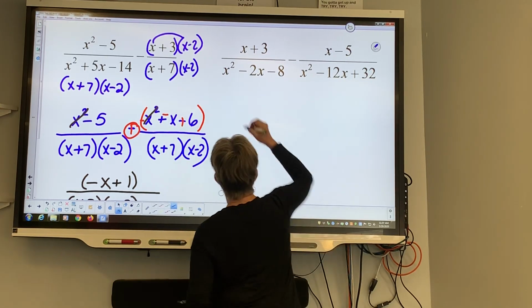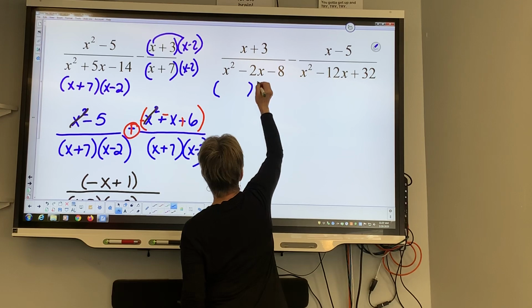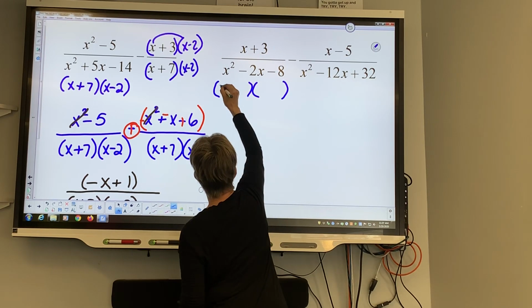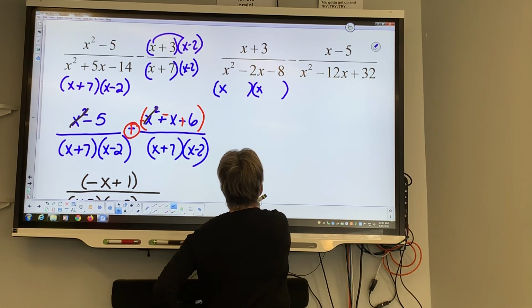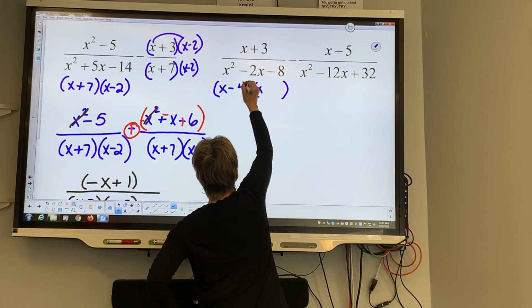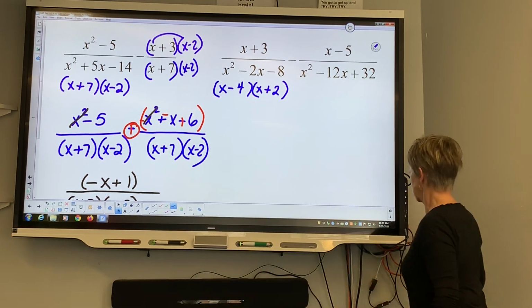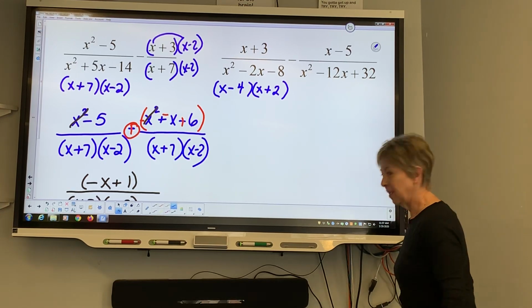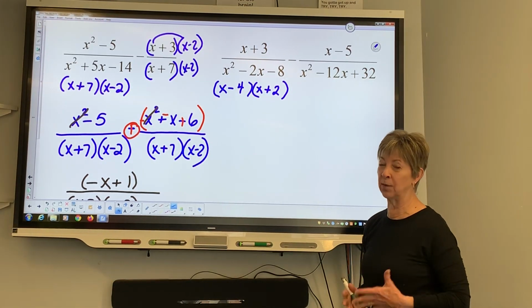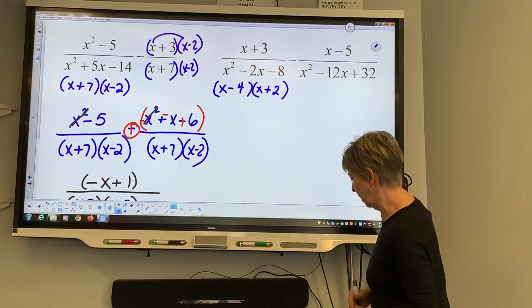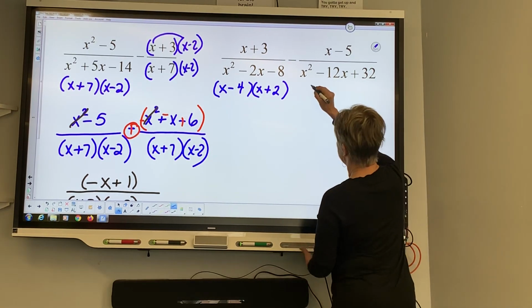Okay, so first things first here, I have to factor my denominator. X minus 4 plus 2. Will that do it, guys? You okay with that? If you're not strong with factoring, this is going to be a struggle, I'm afraid.